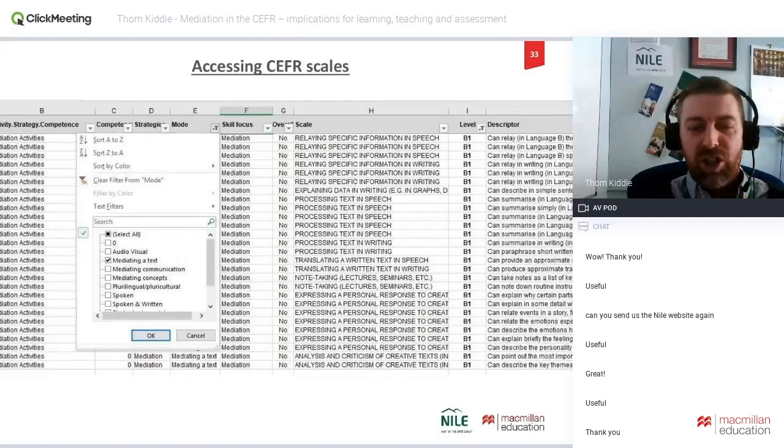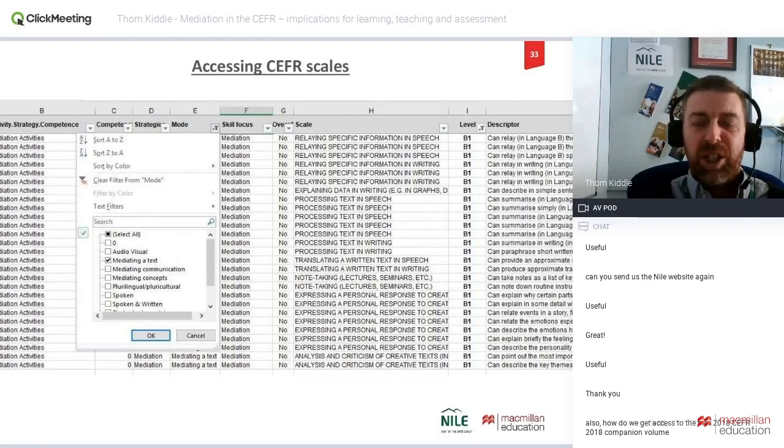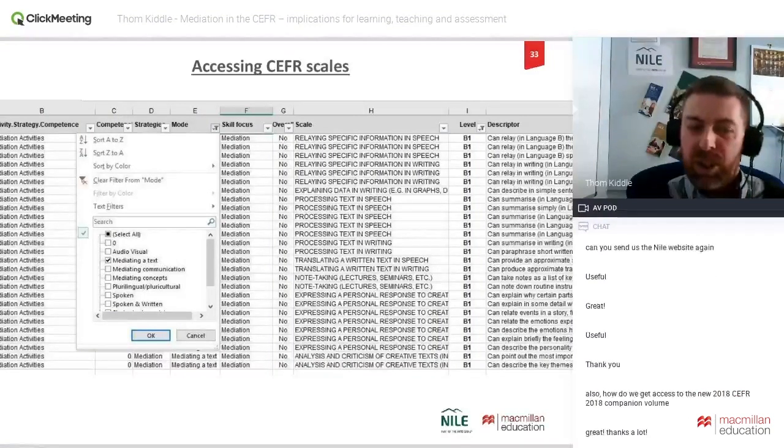Do remember not to save the changes when you close that spreadsheet after you've been using it, because you want to have no filters on when you start, so all the scales are accessible to you. So that's a free resource accessible through the NILE membership platform.